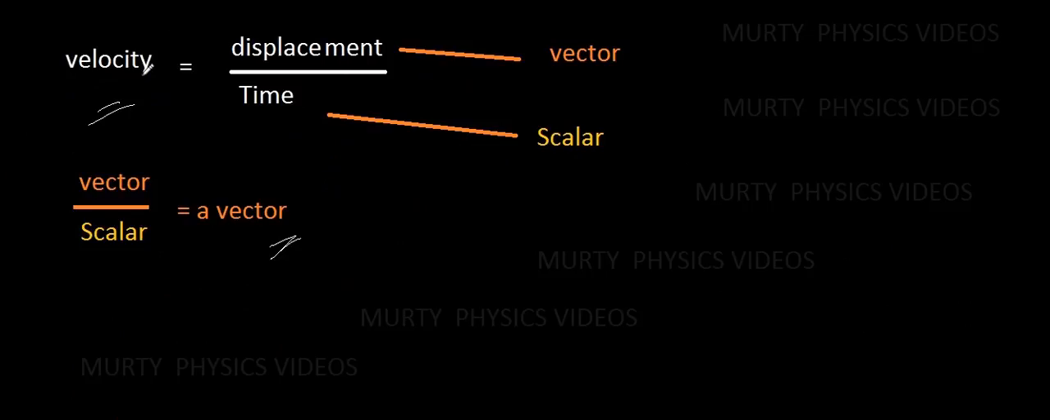Example 3, velocity. Velocity is defined as the displacement made by the body per unit time. That is, velocity equal to displacement by time. Here displacement is a vector quantity and time is a scalar quantity. The vector divided by scalar gives you a vector quantity. Therefore, velocity is a vector quantity.